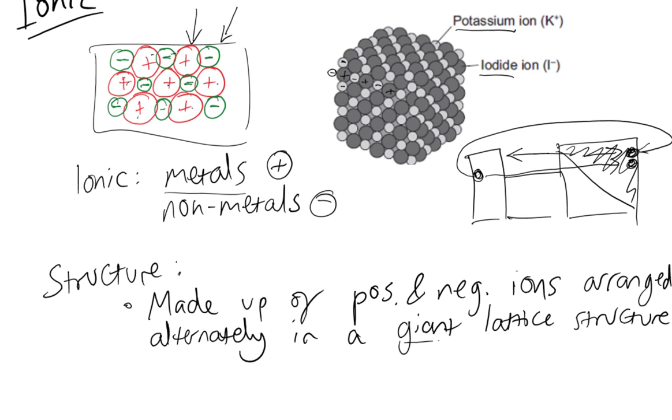So it's giant because it's got all of these ions going on in all directions forever. Remember, the edges of the diagram here wouldn't necessarily be the edges of the structure, so it will go on in all directions for a lot longer. It's a lattice because it's got this regular arrangement of ions, one after the other, and the structure speaks for itself. So it's made up of positive and negative ions arranged alternately in a giant lattice. Don't misspell lattice, by the way. It might be funny to write lattice, but will it get you the mark?